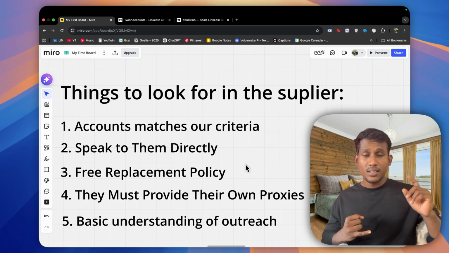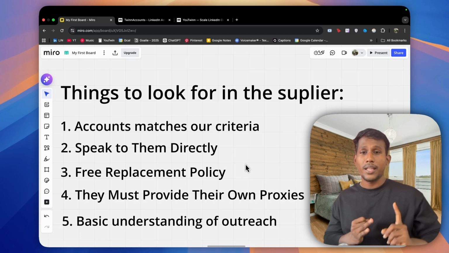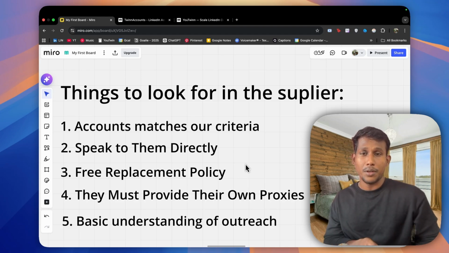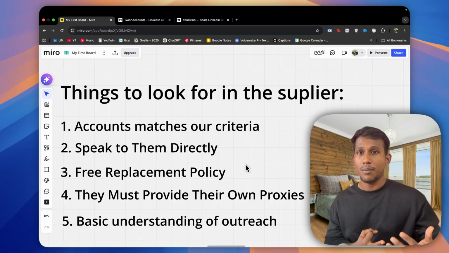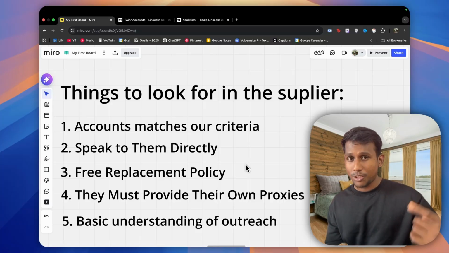Make sure they are well versed with the automation tools. Make sure they did it themselves for their own company or something. Make sure they have been in this industry for some time, because you are paying someone and they should be able to support you on any roadblocks that you face.